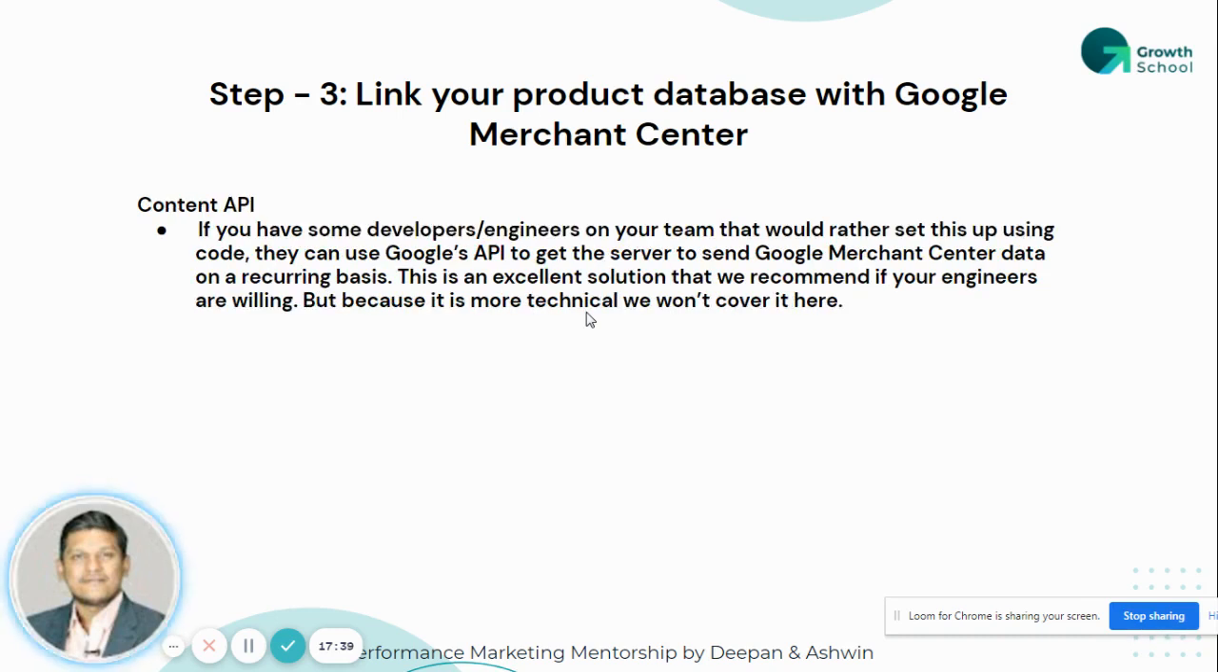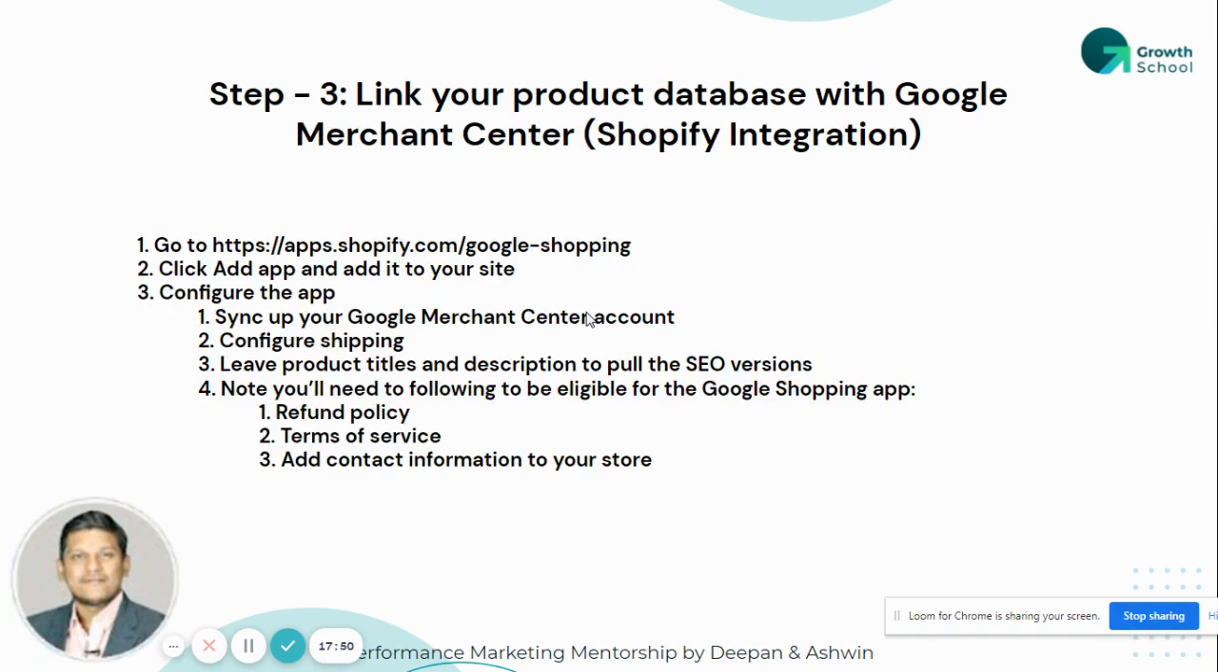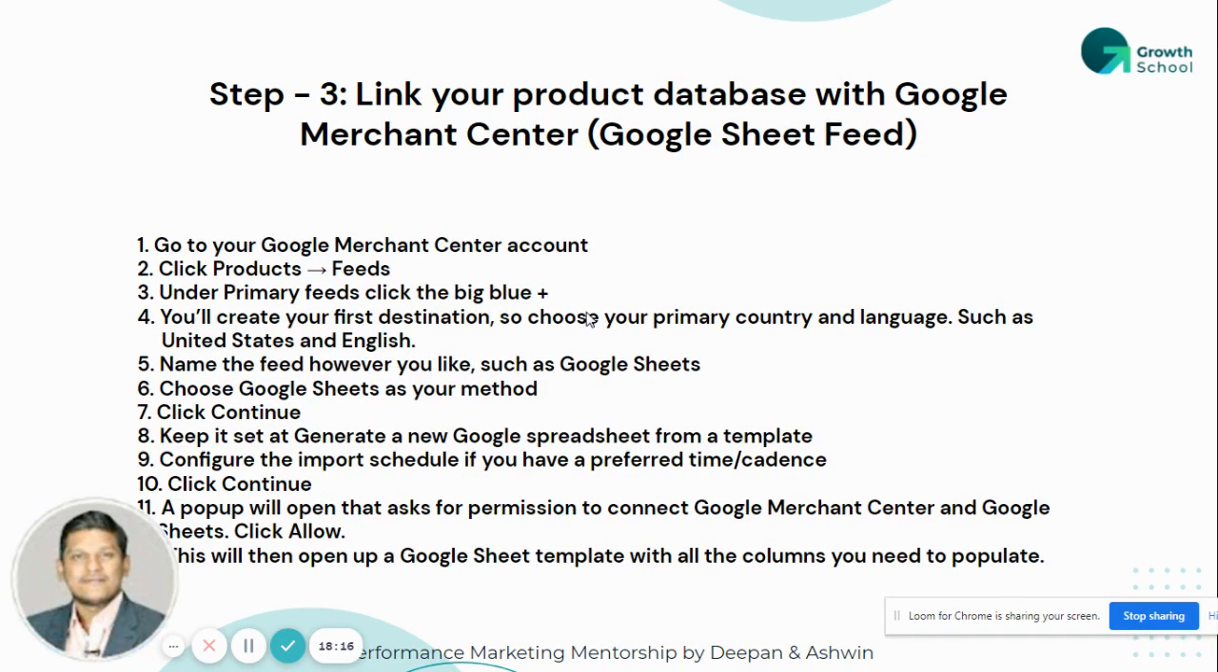Then there is something called content API. Google developers have developed an API, so through that API also you can send data to the system. Then Shopify integration. I don't have Shopify right now, but you can go to apps.shopify.com, click on add app, add it to the site, configure the app, sync up your merchant account, configure shipping, then automatically the data will be added to the system. For Google Sheets, I have already explained how to do it.